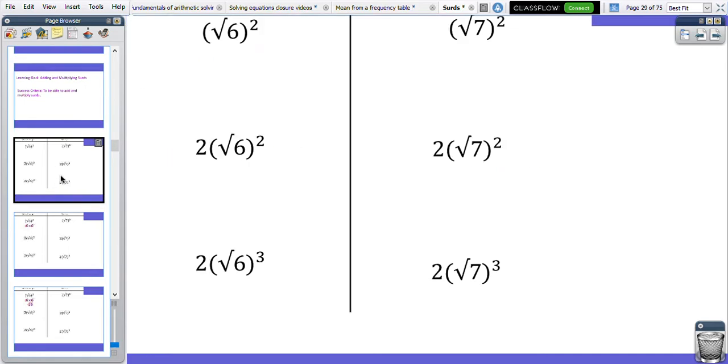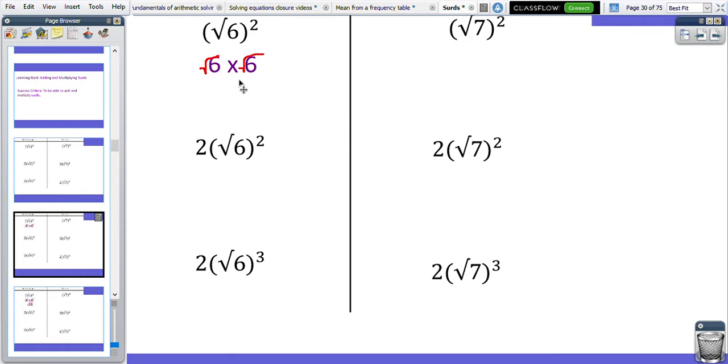I'm going to begin by thinking about squaring a surd. So let's say I've got root 6 squared. Think about what squaring a number actually means. If I've got root 6 squared, I'll be multiplying it by itself, right? So I've got root 6 times by root 6. I've written it out longhand.